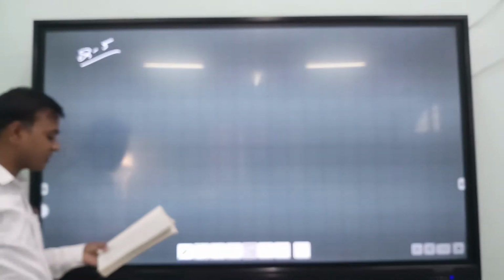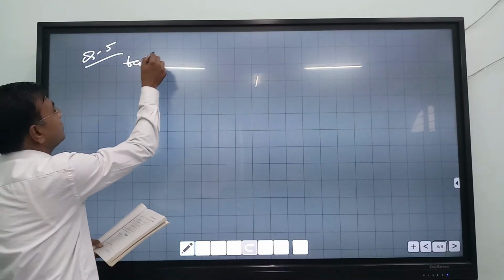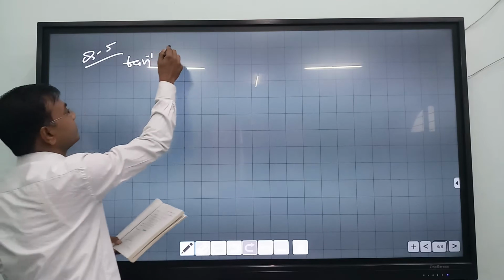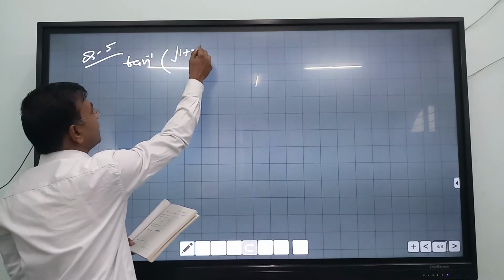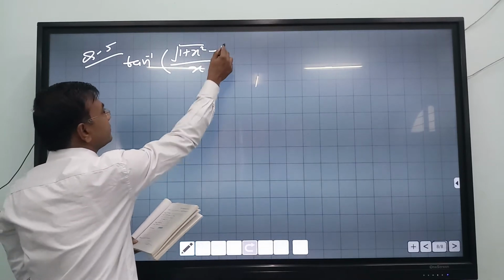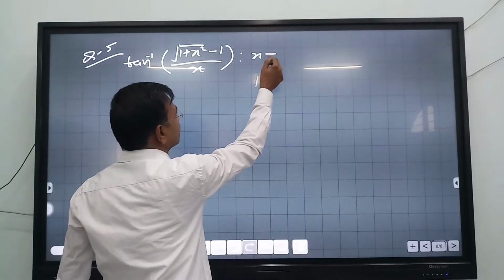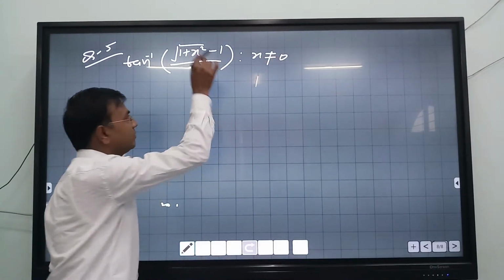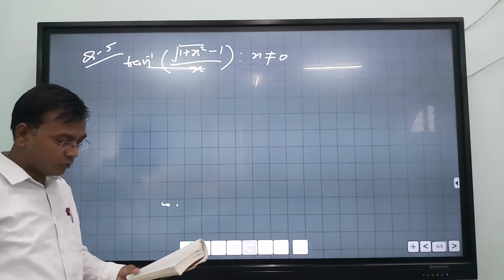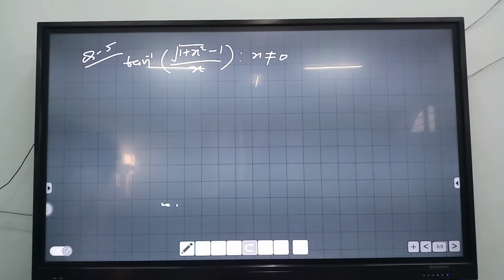So now question number 5. Write the following functions in the simplest form. So this time we have to make it in simplest form. tan inverse of (under root of 1 plus x square minus 1) upon x. This is the question, where x cannot be 0. So we have to simplify this question.